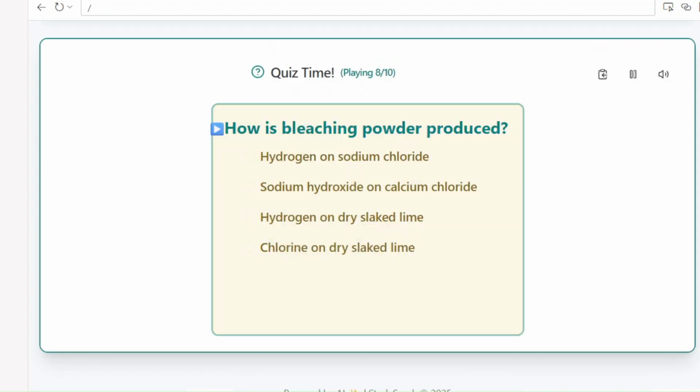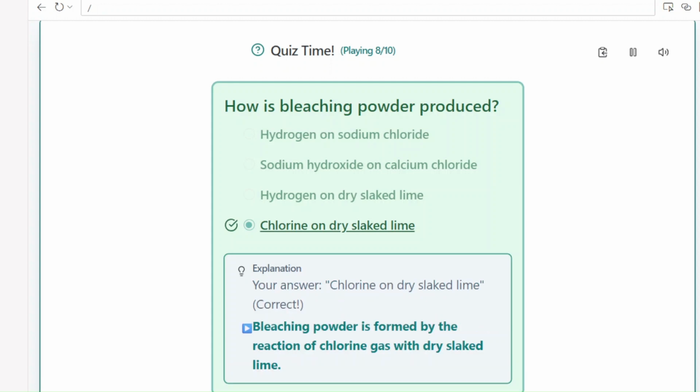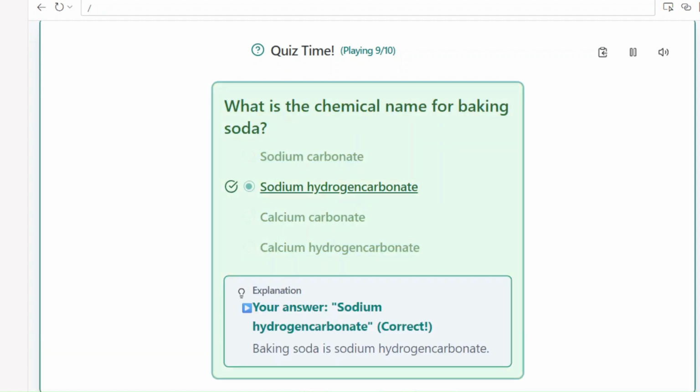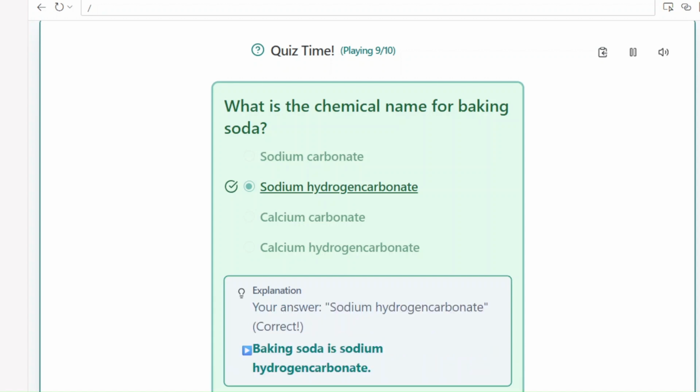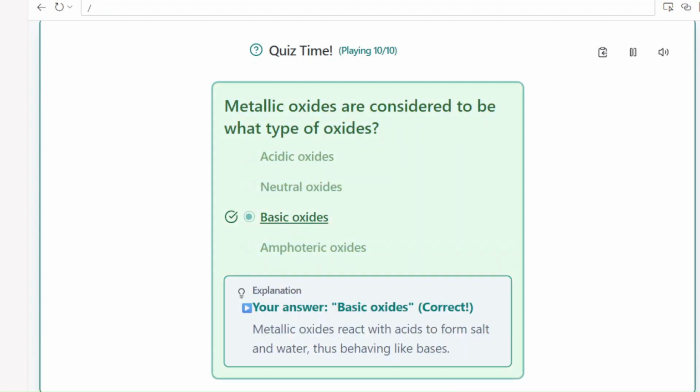How is bleaching powder produced? The correct answer is chlorine on dry slaked lime. Explanation: bleaching powder is formed by the reaction of chlorine gas with dry slaked lime. What is the chemical name for baking soda? The correct answer is sodium hydrogen carbonate. Explanation: baking soda is sodium hydrogen carbonate. Metallic oxides are considered to be what type of oxides? The correct answer is basic oxides. Explanation: metallic oxides react with acids to form salt and water, thus behaving like bases.